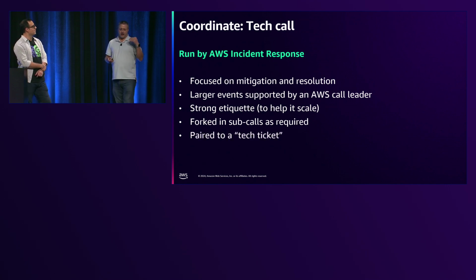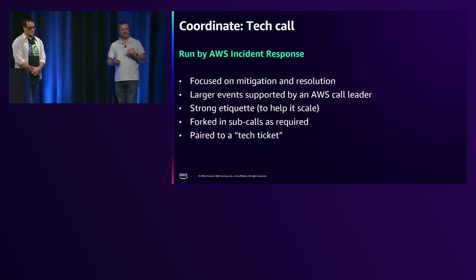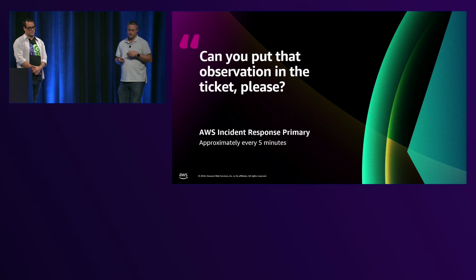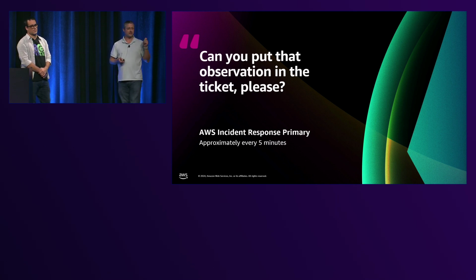We also have a tech ticket, as we call it, which is in our ticket system, basically a journal of what's happening throughout the event. And that is a really important, immutable record of what's happening throughout. And so you will hear very frequently on these calls, can you put that observation on the ticket, please? Because somebody has said something really insightful on the call, and we're about to lose that piece of information and that context because we haven't written it down.